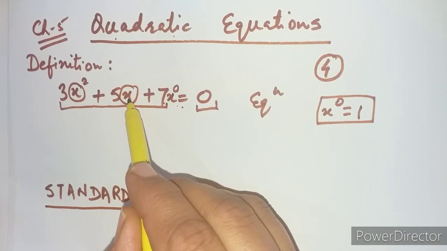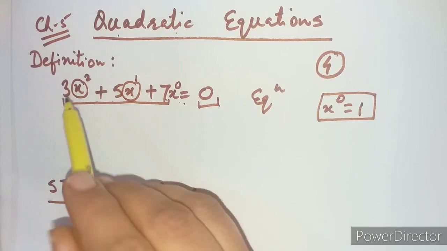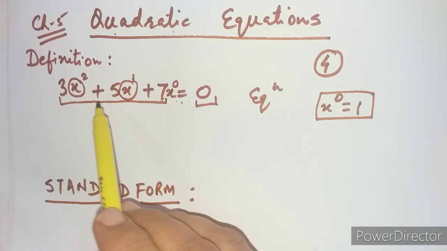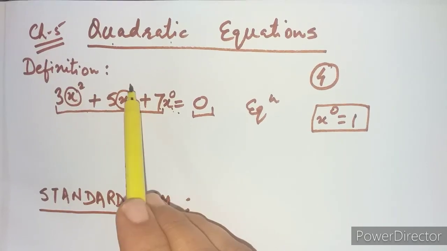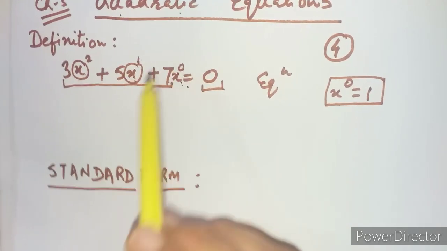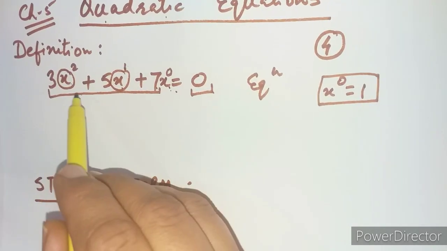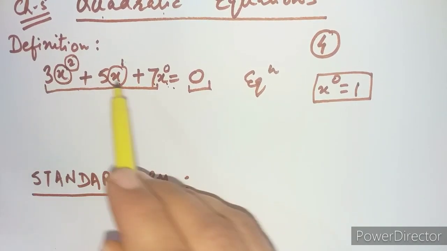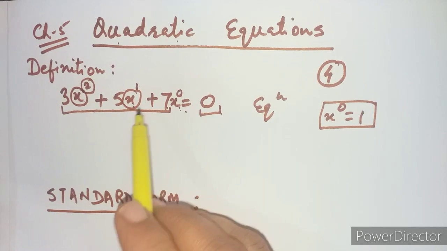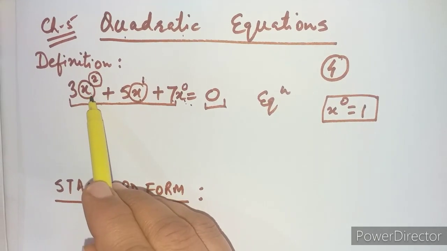What is the power of x here? This is with power 1 and this is with power 2. Now we have got 3x here. All have got power 2, 1, 0. Now out of all these powers, which one is the highest power? The highest power is this 2. It means this is an equation in which the highest power of the variable is 2.